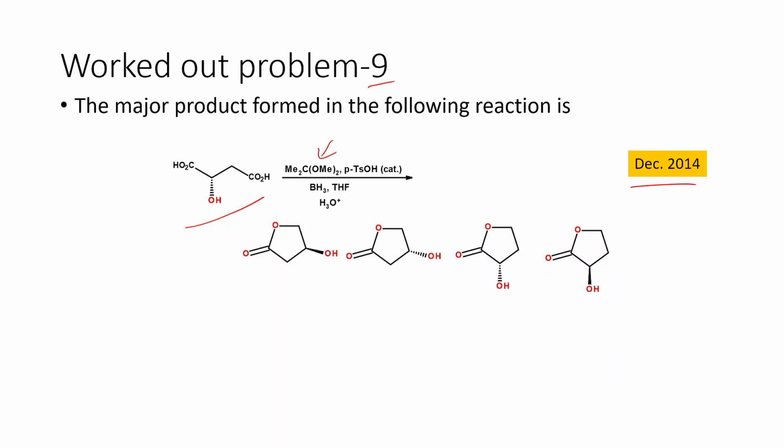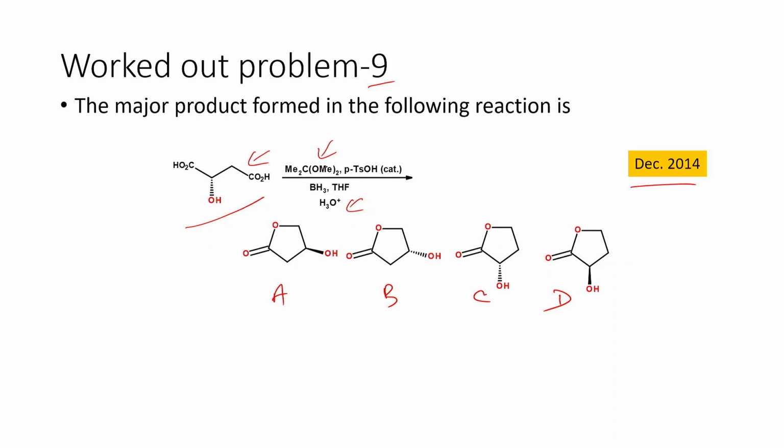and followed by the next step we treat the same intermediate, or whatever the product that is obtained, with the borane THF followed by acidic hydrolysis. So these are all the three different steps that are actually being done to this particular dicarboxylic acid, and we end up with the four different options A, B, C and D. We have to identify what the final product will be.